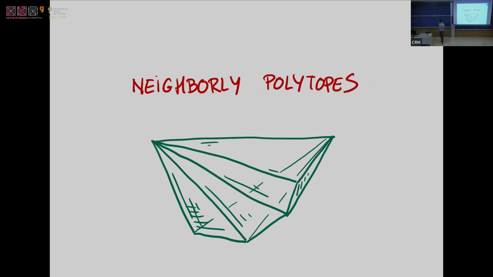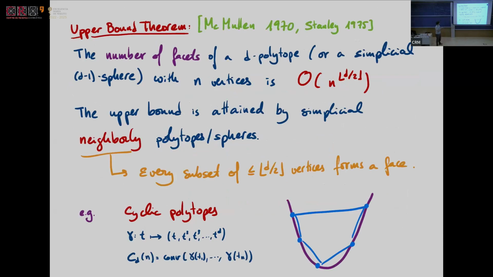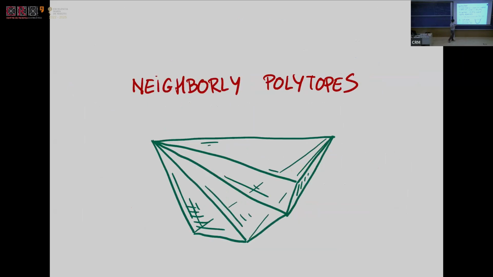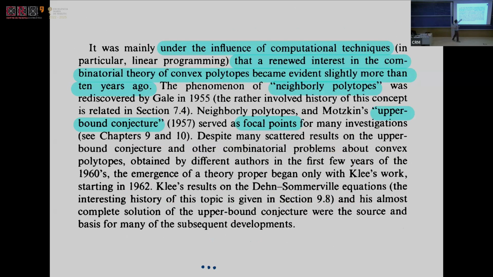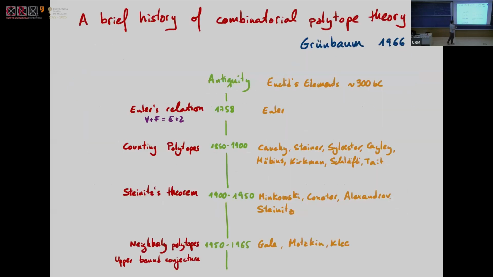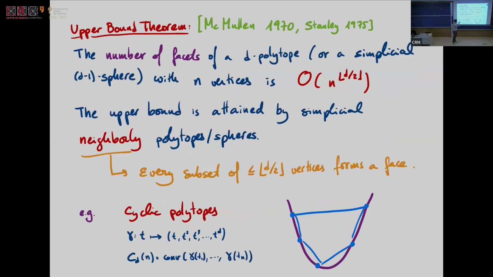So, neighborly polytopes. I won't present you the upper bound conjecture, but the upper bound theorem. It was proved some years later. Actually, the story is, he mentions the upper bound conjecture by Motzkin. What we have of Motzkin is an abstract of a talk he gave, where he doesn't present a conjecture, but a statement.